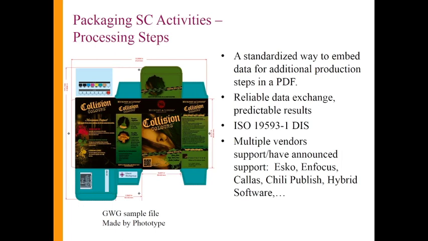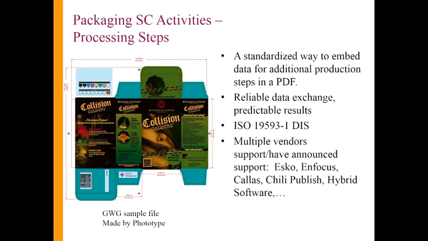Like Steve pointed out, since December, we have entered the final stage. So 19593-1 is now FDIS, Final Draft International Standard. And actually, if you're really interested, you can already buy the draft version from ISO at their website. The final published standard is expected someday soon in the first half of this year, hopefully.